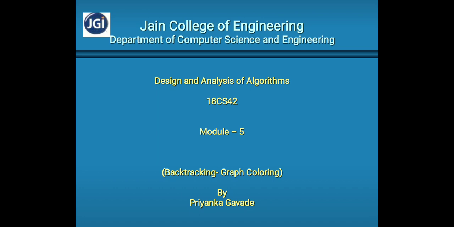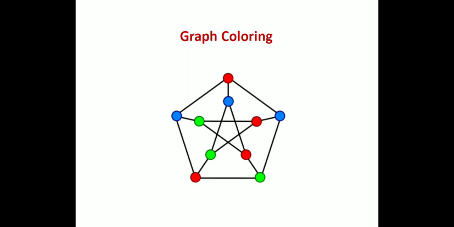In this video, we shall be discussing graph coloring using backtracking. Let G be a graph and M be a positive integer. The problem here is to discover whether the nodes of the given graph G can be colored in such a way that no two adjacent nodes have the same color, yet only M colors are used.